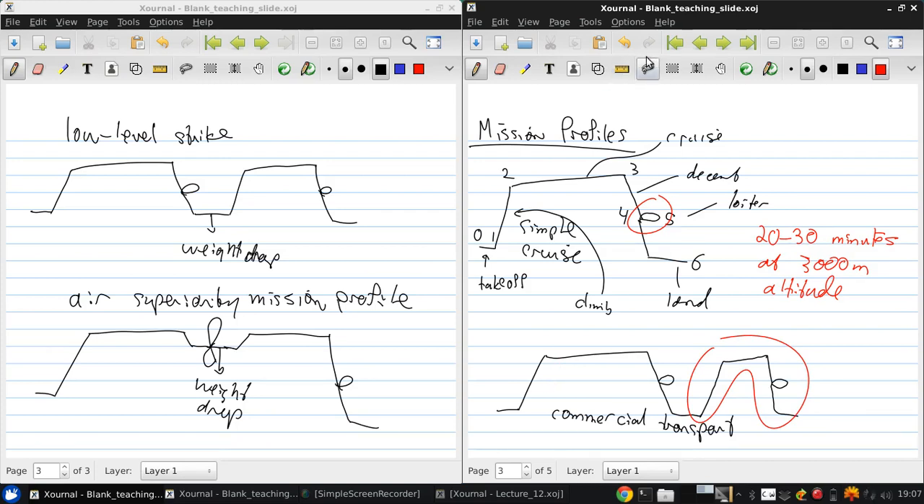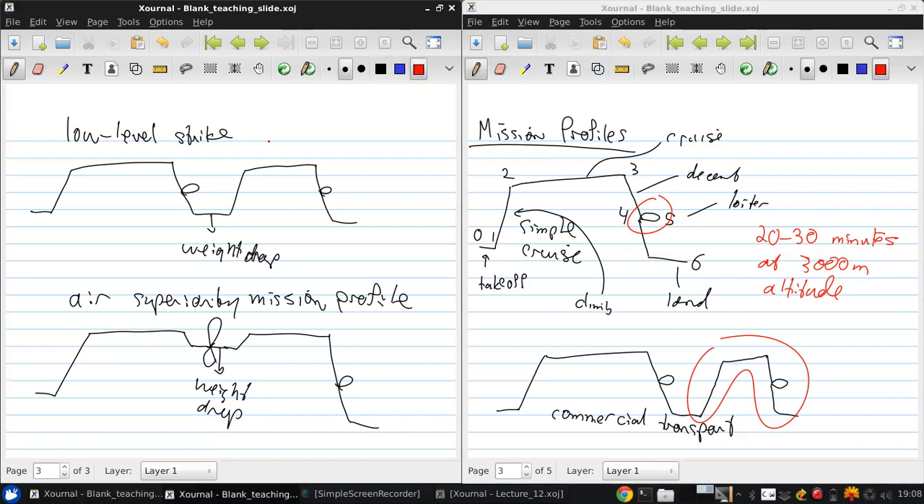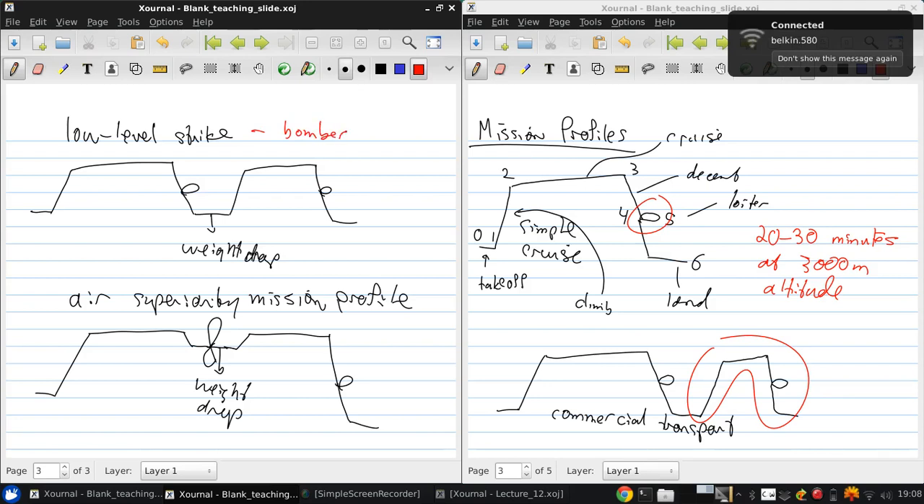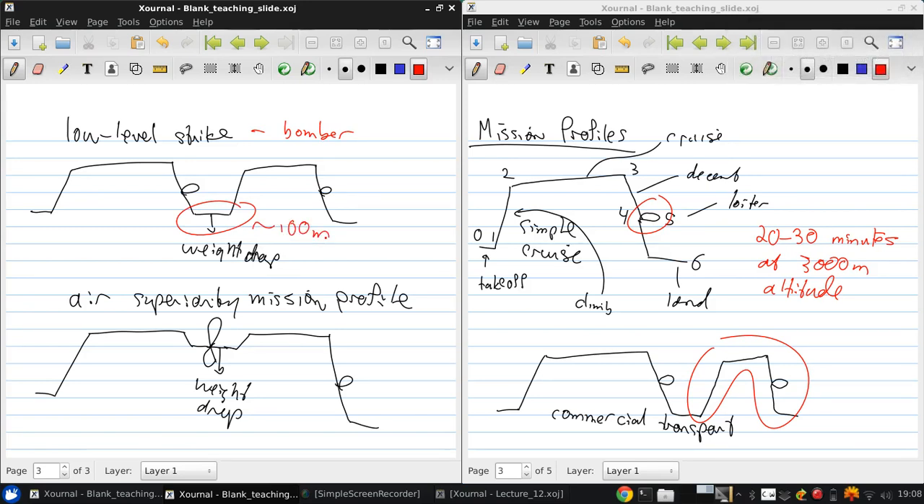And these other profiles are more likely to be used for military aircraft, as I mentioned. So the low-level strike would typically be used for something like a bomber aircraft. This low-altitude segment might be at only something like 100 meters altitude. The aircraft is very inefficient, has a low L over D at this low altitude and high speed used for this segment, and so the engine efficiency is also reduced. During this short segment, the engine might burn as much fuel during this low-level dash as during the entire, much longer, cruise out and back.